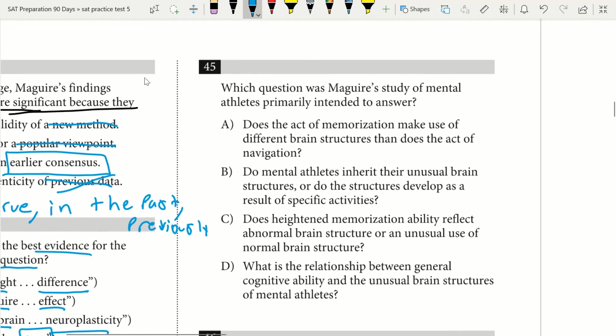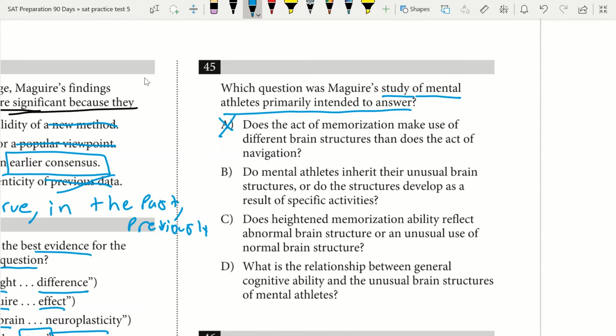We have, which question was McGuire's study of mental athletes primarily intended to answer? Well, a study of mental athletes, the goal behind it was to determine if it's their brain structure or the way they use their brain that actually allows them to have these great memorization abilities. So let's take a look at the answer choices and find the one that says that. We have option A, does the act of memorization make use of different brain structures than does the act of navigation? No, that's not our primary goal behind this study.